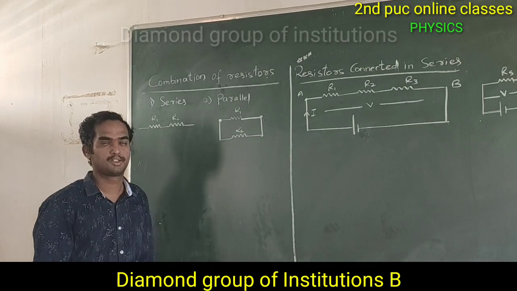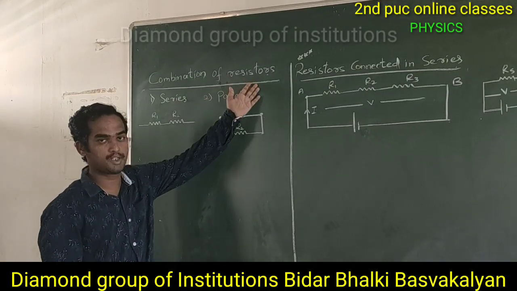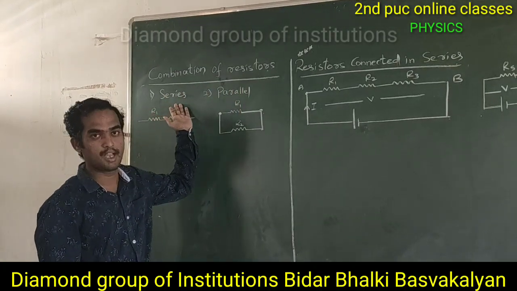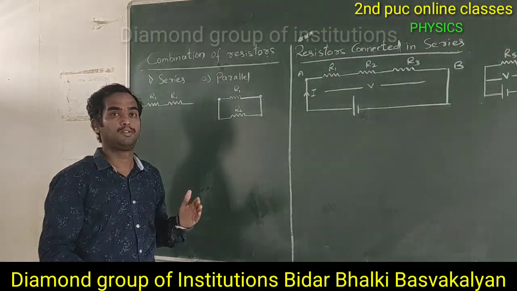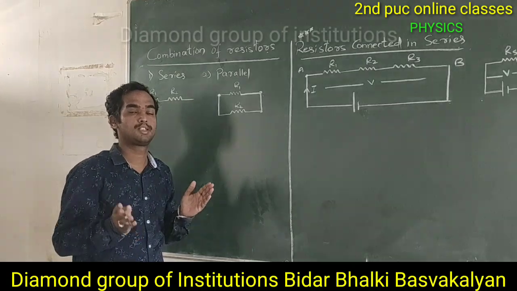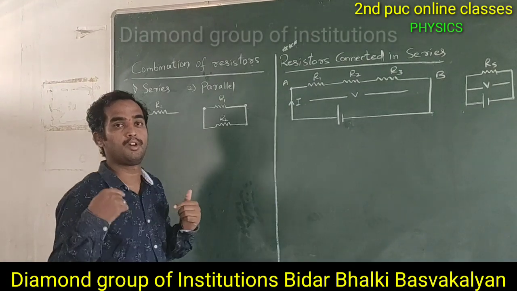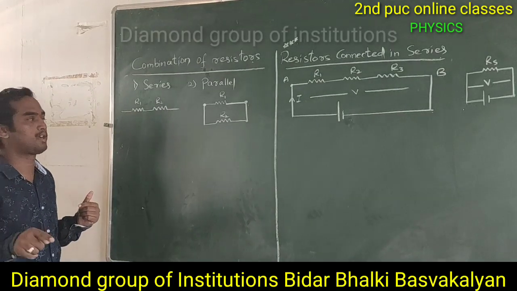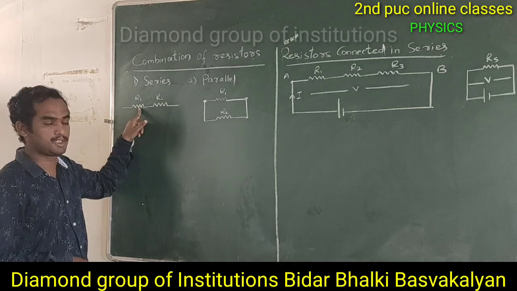Good morning, students. Today we are going to discuss the combination of resistors that are connected in series and connected in parallel. Already yesterday we read what is meant by resistance: the opposition offered by the conductor which opposes the flow of current is called resistance. This is the circuit symbol of resistance.